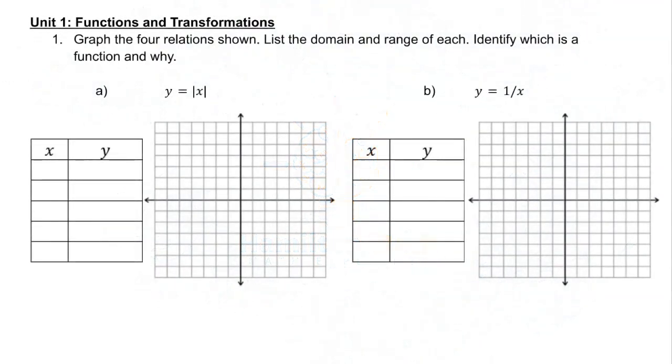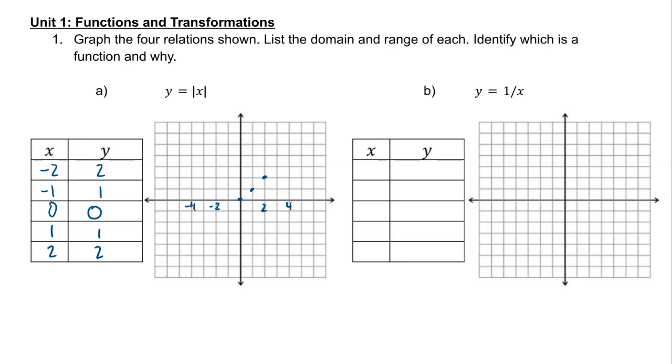Unit 1 is functions and transformations. The first question says, graph the four relations shown, list the domain and range of each, and identify which is a function and why. So the first one is y equals the absolute value of x. Whatever you put in for x, y is just the magnitude of that, or the positive value of that. So if you put in a negative value, it becomes positive.